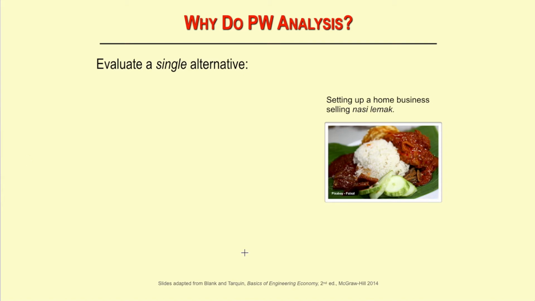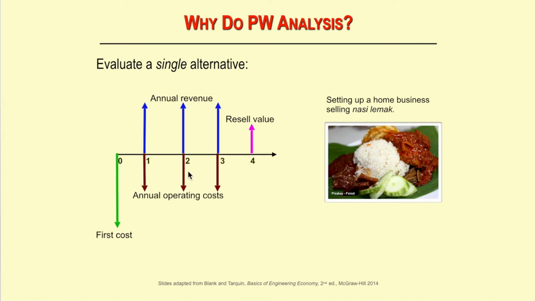Now let's look at an example of applying present worth analysis to evaluate a single alternative. Let's say you know how to make delicious nasi lemak and you plan to set up a home business selling nasi lemak. The cash flow diagram of your proposed business could look something like this. Initially you have a first cost to purchase the equipment for your business, and then you have annual operating costs, and you have the projected annual revenue, and let's say you plan to close down and resell the business in year 4.